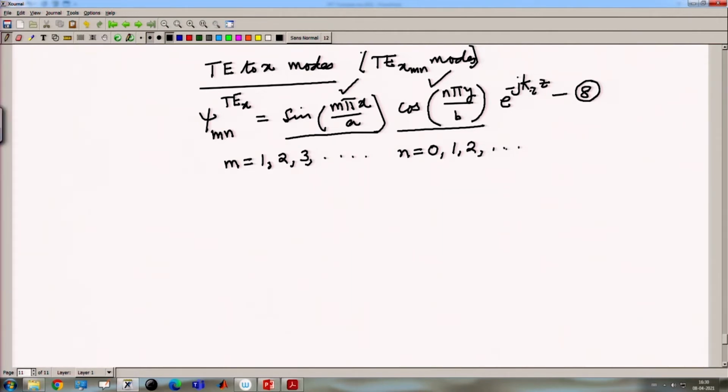So, that when we calculate E x from here, it has to vanish at y equal to 0 and y equal to b, and when we calculate E y from here, it has to be 0 at x equal to 0 and x equal to a. So, that will determine the choice of these two potential functions.